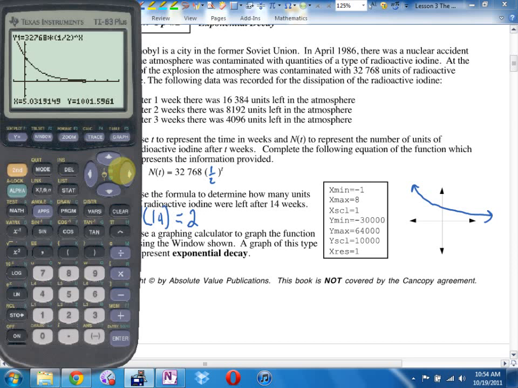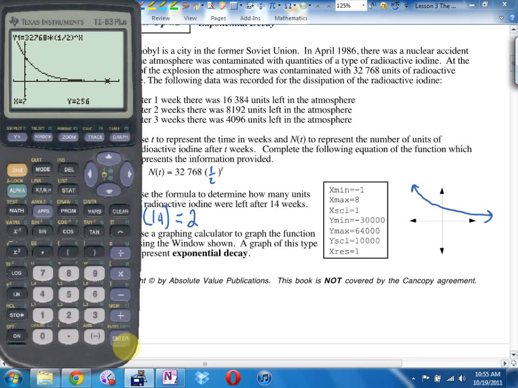So you're all in the trace menu? Yes? Oh, you're not in the trace menu. Oh, okay. Instead, type 5. If you type the number 5 when you're in the trace menu at the bottom, X equals appears, hit enter. After 5 weeks, how much iodine was left? 1,024. After 7 weeks, how much iodine was left? 256.